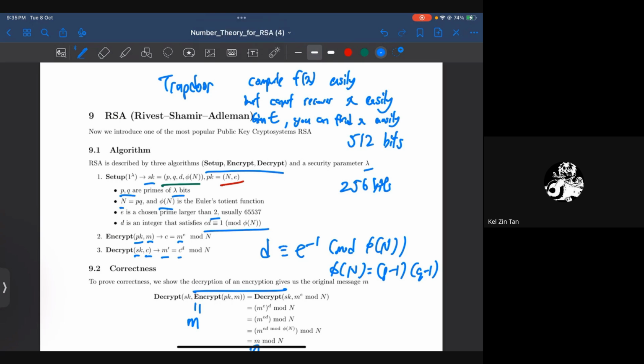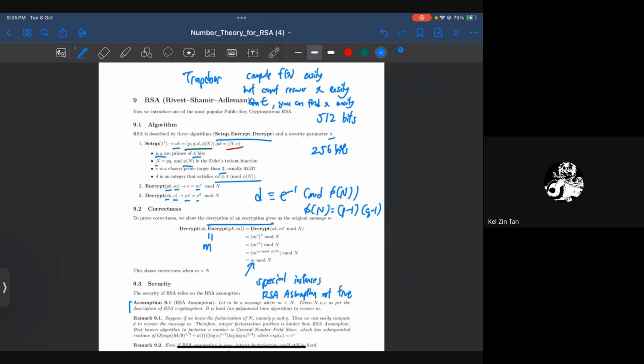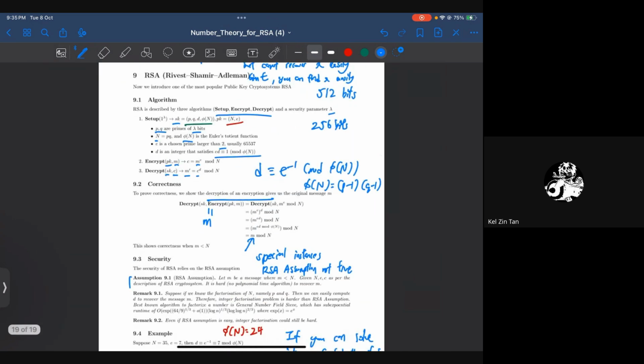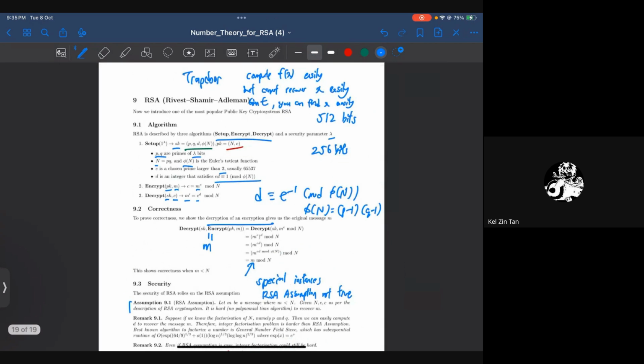Maybe before I talk more about this, any questions on RSA, or on the sharing so far, from the first part to this last part?